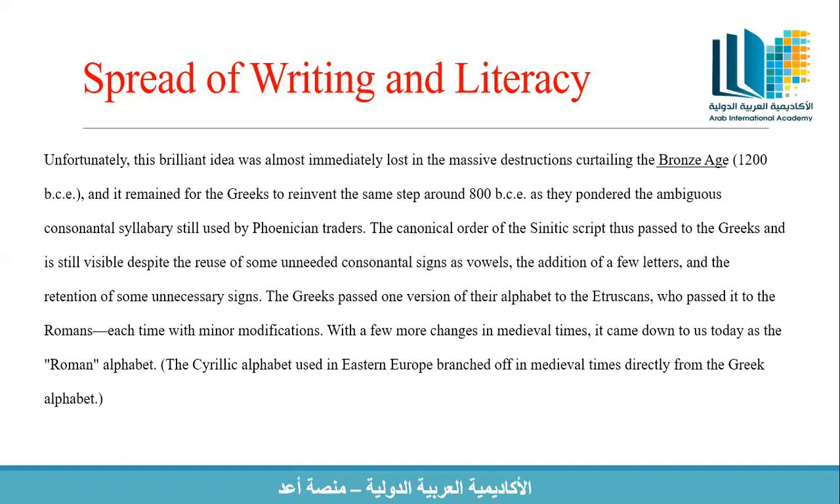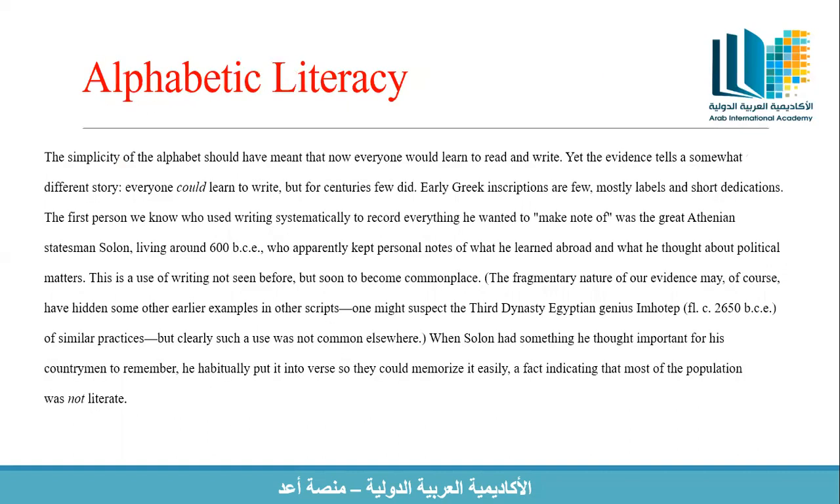With a few more changes in the medieval times, it came down to us today as the Roman alphabet. The Cyrillic alphabet used in Eastern Europe branched off in medieval times directly from the Greek alphabet. Now we come to talk about alphabetic literacy. The simplicity of the alphabet should have meant that now everyone would learn to read and write.